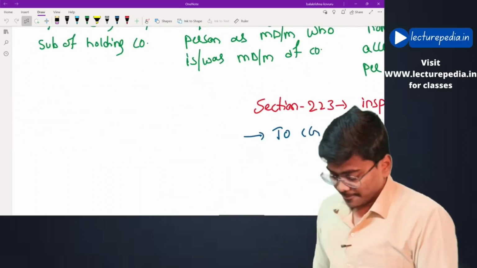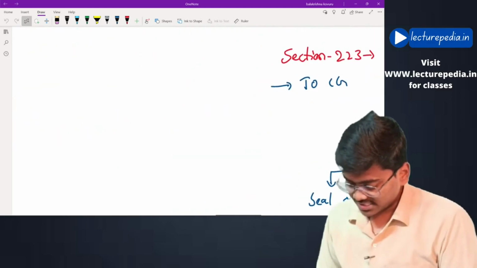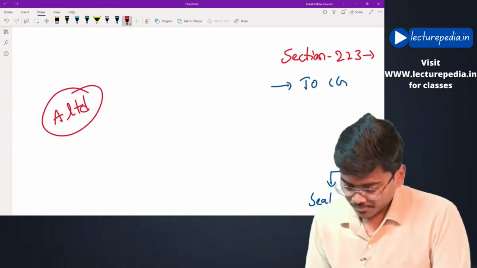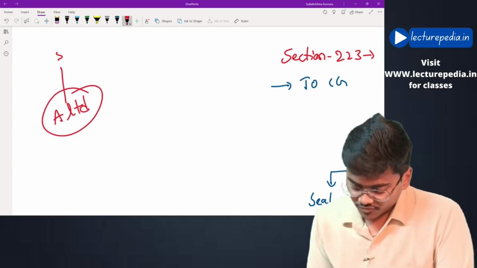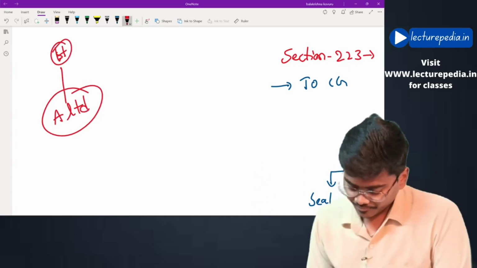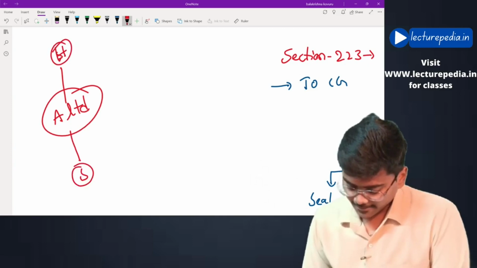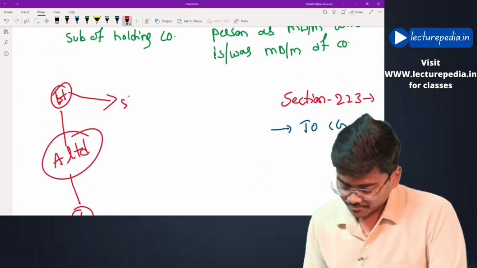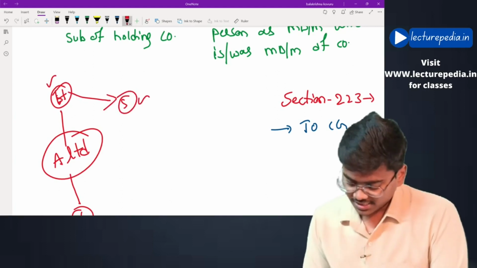Let me tell you an example. There is A Limited. Now, subsidiary of A Limited, holding of A Limited, subsidiary of holding of A Limited. Okay, these will be related companies.